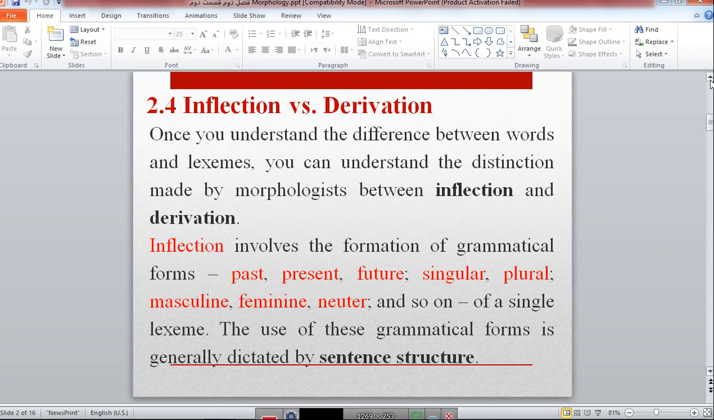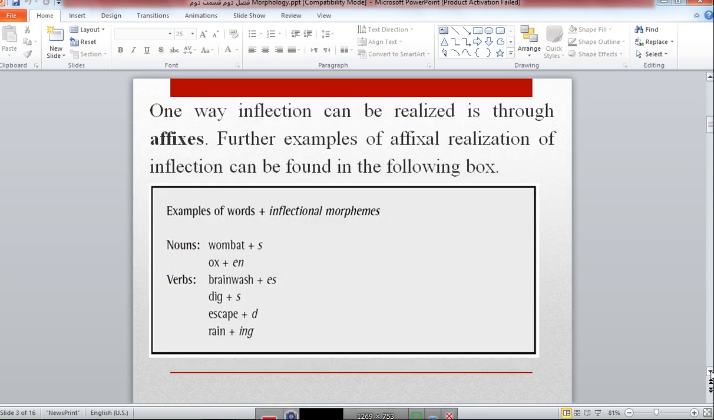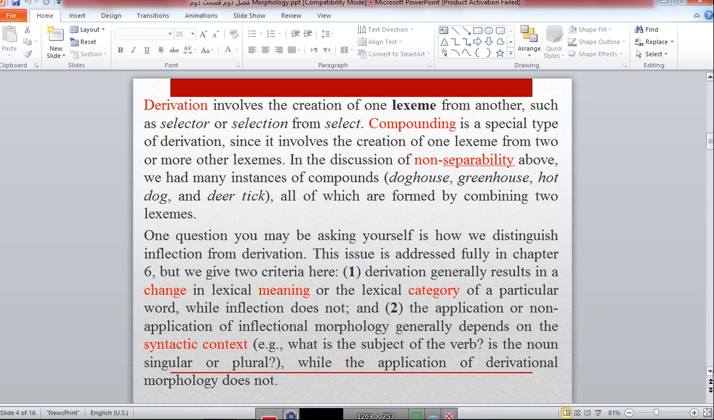As you see, we have two kinds of affixes in word formation. One is inflection. We use this formation for producing grammatical forms like past, present, future, singular, plural, masculine, feminine, neuter, and so on. It depends on the syntactic structure. These are examples of inflectional affixes. And derivation is a kind of lexeme formation. Compounding again is a special type of derivation.